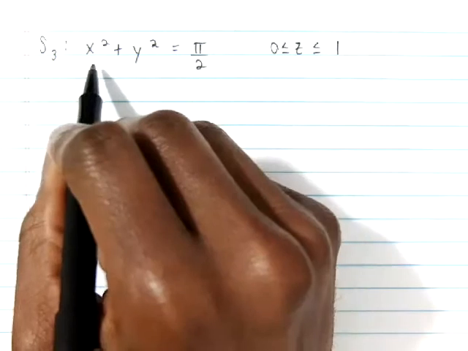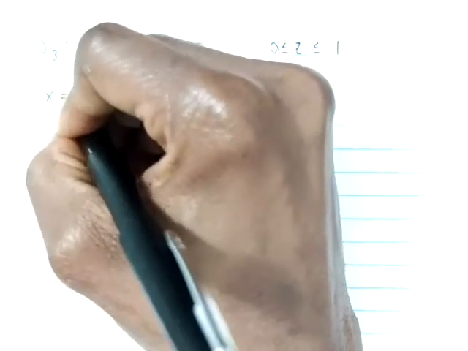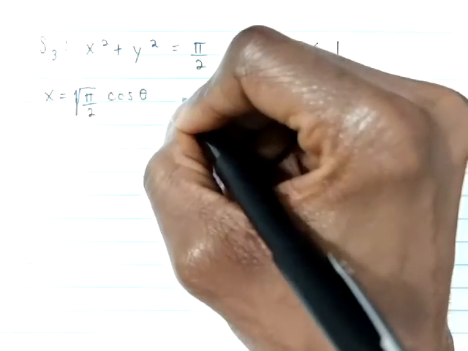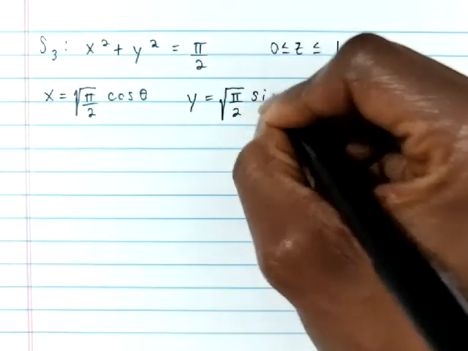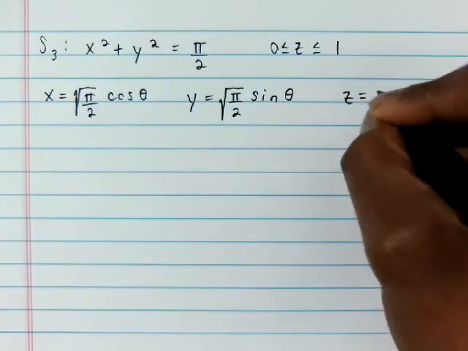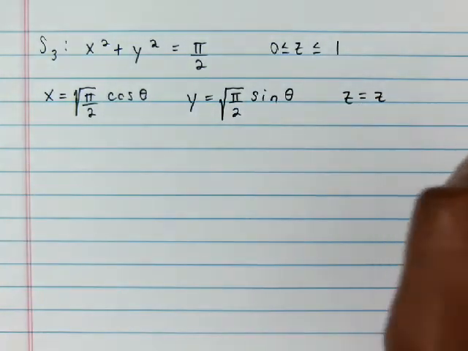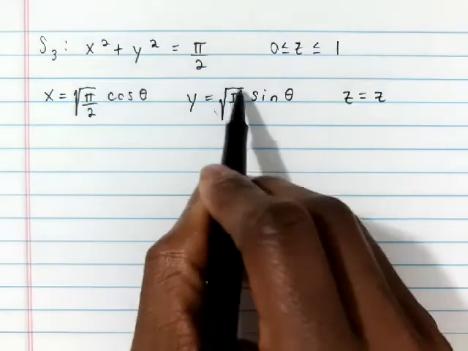So here, the natural thing to do is to parameterize this with X equals. Now, keep in mind, you are on the surface of the cylinder. So you don't want to use X equals R cosine theta. Your radius should remain at the square root of pi over 2 at all times. So X equals the square root of pi over 2 cosine theta, and then Y equals the square root of pi over 2 sine theta, and then Z is just going to be Z.